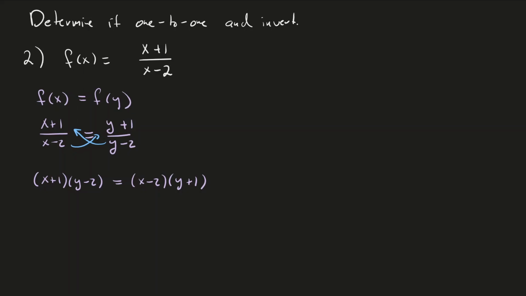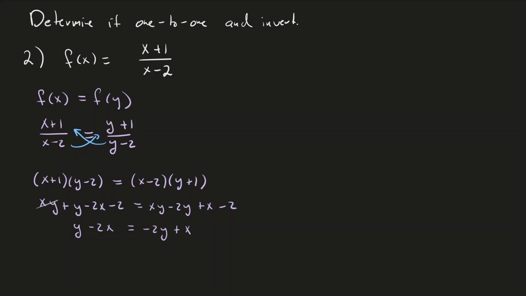Now you're like, okay, great. Now I have these terrible polynomials. I'm just going to multiply them out, trust the process. So in this case here, we get xy plus y minus 2x minus 2. That is equal to xy minus 2y plus x minus 2. And then you start to go, wait, both sides have a negative 2, both sides have an x. So this turns into y minus 2x is equal to minus 2y plus x.